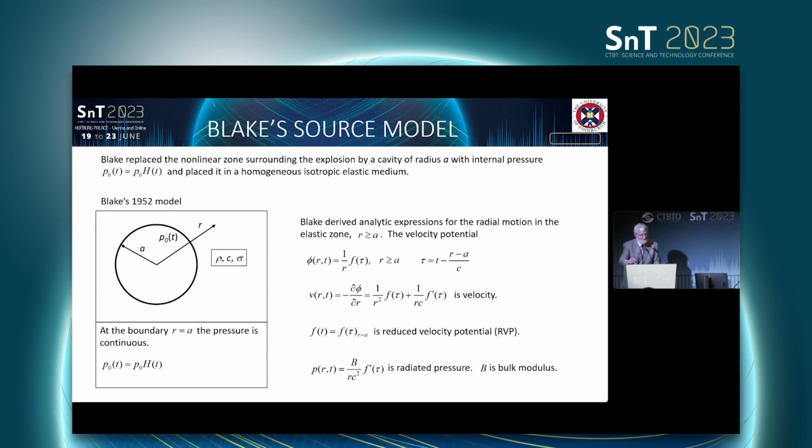But there's a velocity potential phi, and it's 1 over r times some function of tau, and tau is equal to t minus (r minus a) upon c. And the velocity that propagates has 2 terms, a 1 over r squared and a 1 over r term. And the source time function for this is called the reduced velocity potential, which is f of tau when r equals a. And I've also shown another equation at the bottom, which is the pressure, which turns out to be a 1 over r function.